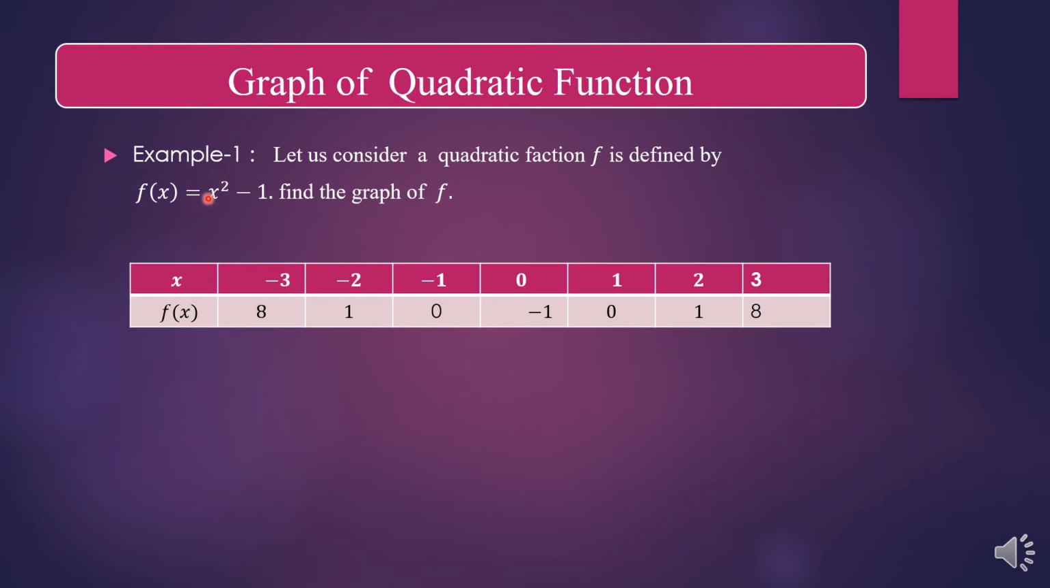So you see here the x square coefficient is positive, it is 1. If nothing is written, it is understood to be 1. So a is greater than 0. And if a is greater than 0, we learned in the last slides that it will give you an open upward parabola like this.